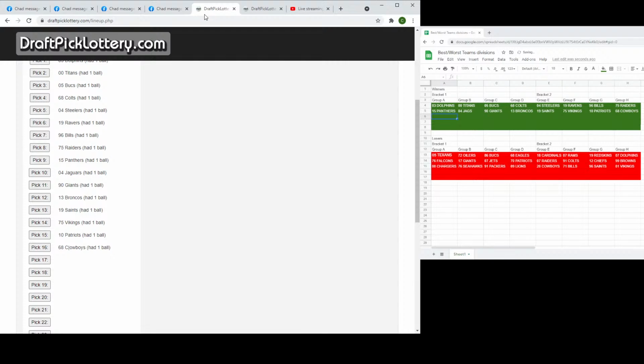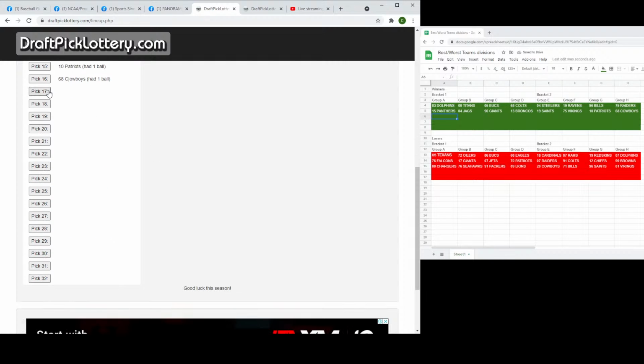Let's go to the winners now. Now we're going to go ahead. Here's pick number 17, the 14 Texans. 14 Texans will go into Group A. They're going to play the Dolphins and the Panthers. I think the Dolphins are liking this. I think the Panthers and this is even. I think this is the best thing the Texans could have gone in.